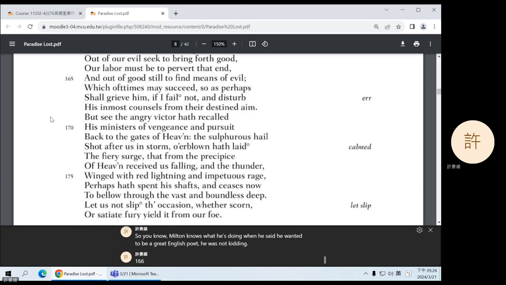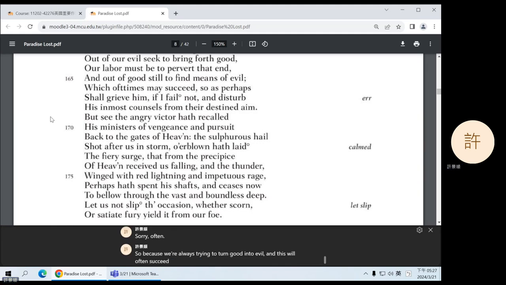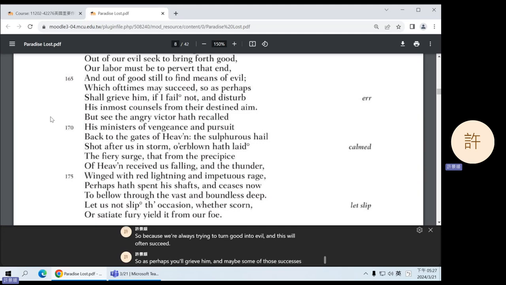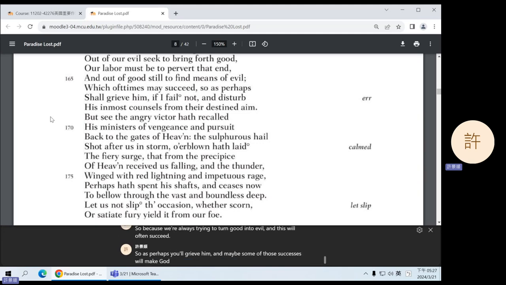Which oft times, which means often, may succeed, so as perhaps shall grieve him. Sorry, oft times doesn't mean often. It means maybe, like perhaps. It does mean often. Sorry, often. So because we're always trying to turn good into evil, this will often succeed, so as perhaps shall grieve him. And maybe some of those successes will make God sad, to put it bluntly.